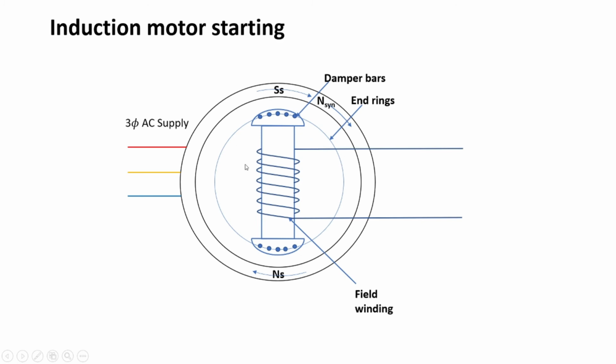So whenever the speed of the rotor becomes near to synchronous speed, we can energize the field winding of the rotor by means of DC supply. Then rotor poles are induced and magnetic locking between these two will take place, and the rotor continues to rotate at a speed equal to synchronous speed. So here also we can connect a high value of resistance across the field winding during starting time.